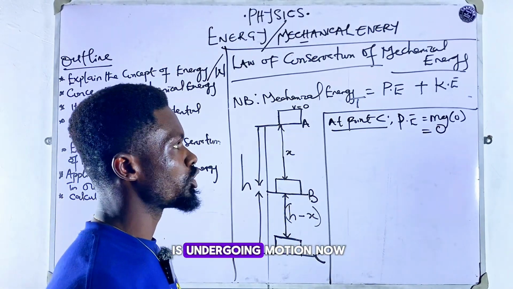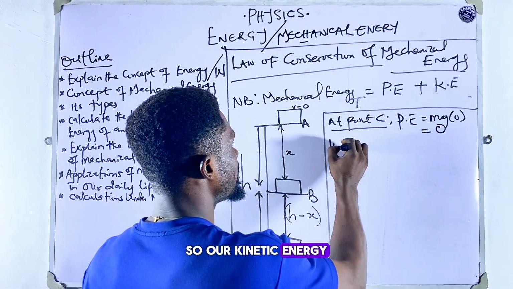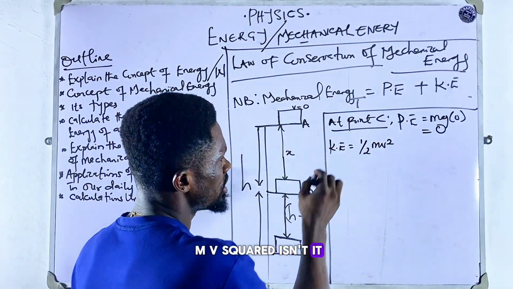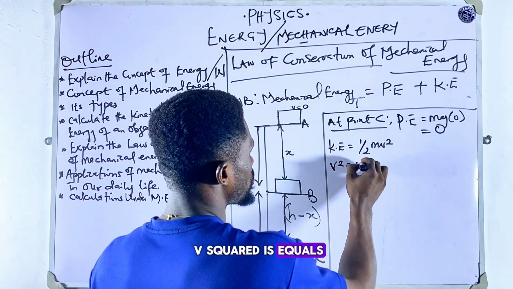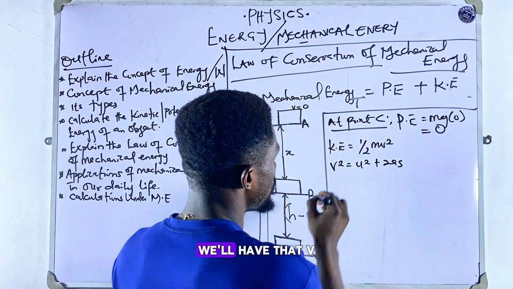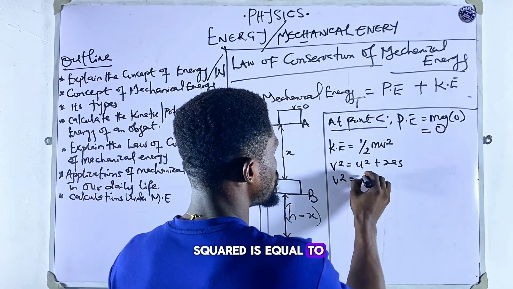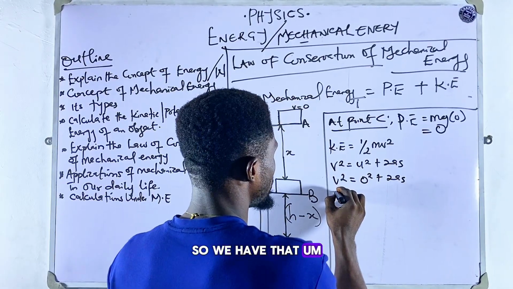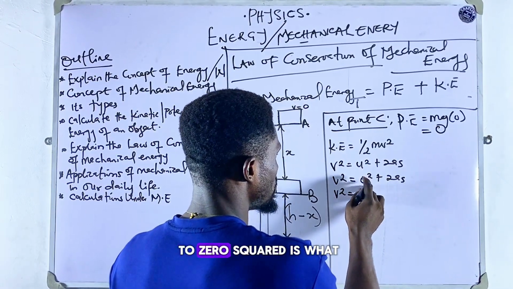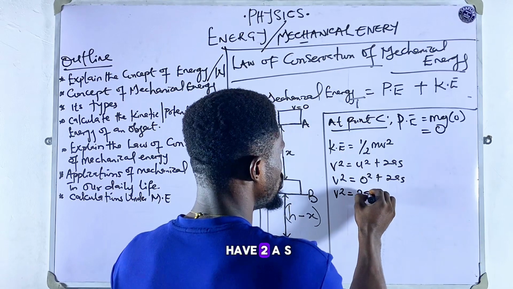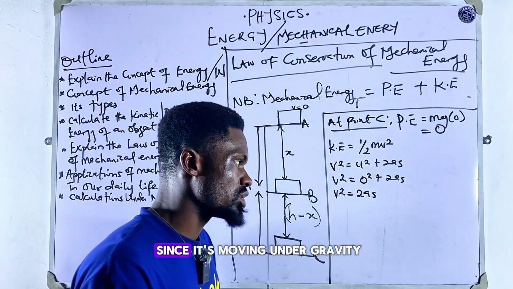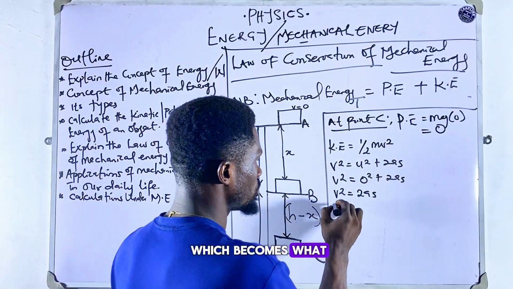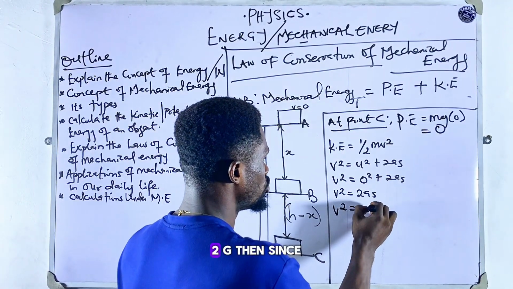So the object is undergoing motion now. So our kinetic energy is equal to half mv squared, isn't it? From the relation v squared is equal to u squared plus 2as, we'll have v squared equal to 0 squared plus 2as. So v squared is equal to 0 squared, which is 0, so I'm going to have 2as. Now don't forget that since it's moving under gravity, our a will become g. So v squared is equal to 2g.